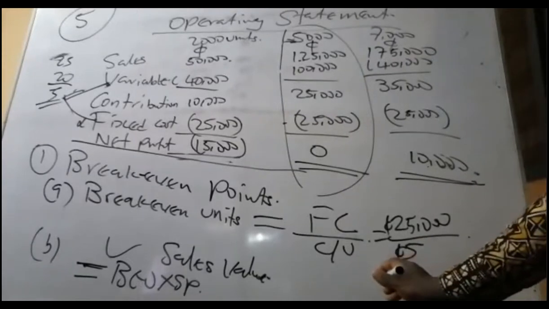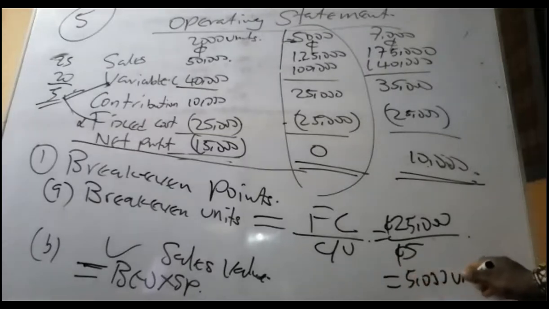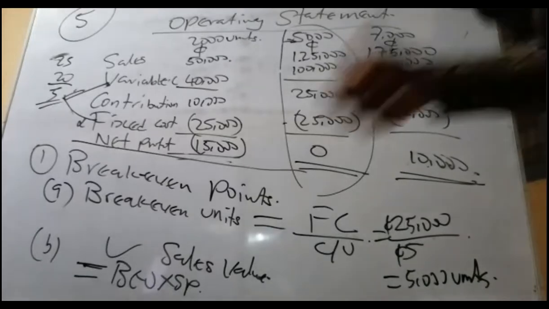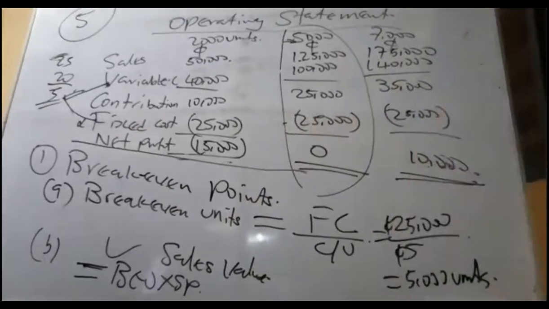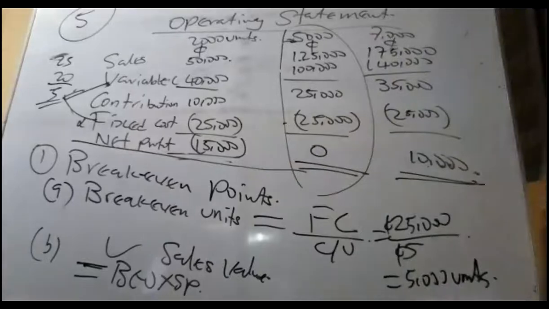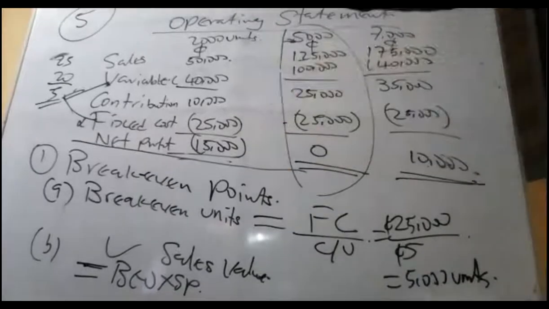So let me write it somewhere here. So that's 5,000 units. Okay. Now find the break-even sales value for me. That means when a company produces 5,000 units, they will break even. Their profit will be 0. No profit or no loss. What will be the break-even sales value or the sales revenue? We say the break-even unit times the selling price. So multiply this 5,000 by the selling price of 25.